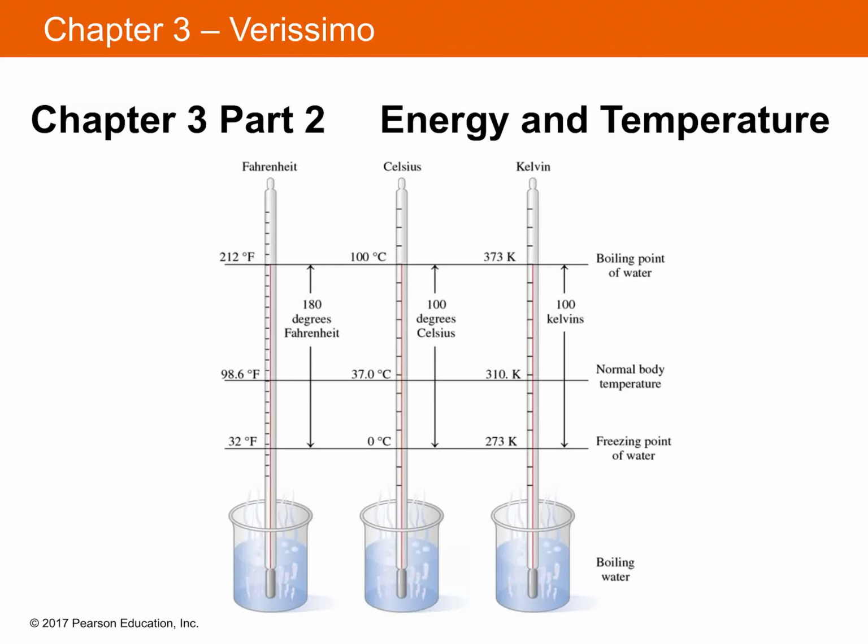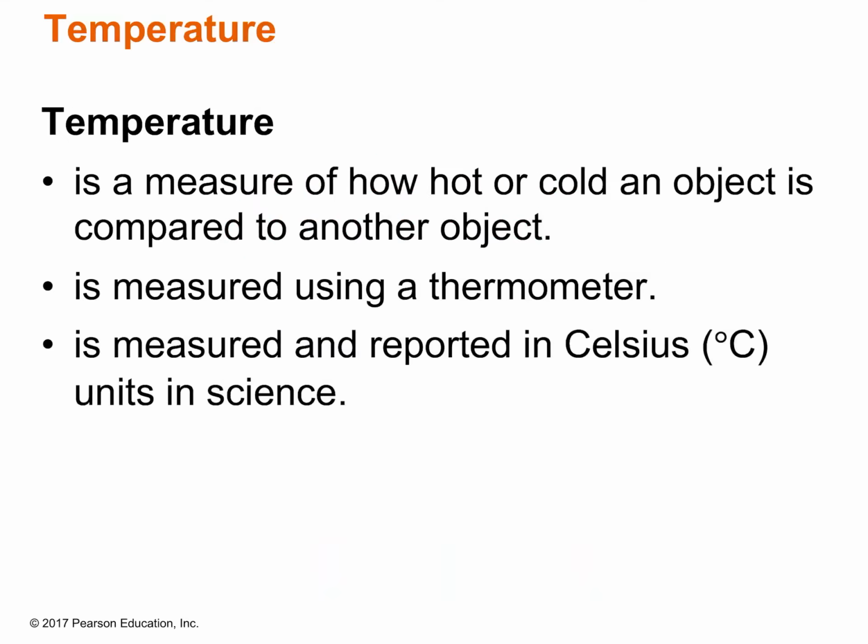Welcome to the second lecture of Chapter 3. This will be on energy and temperature. And as you can see on this first set of slides, we are going to work on 3 different temperature scales. We're going to work on Fahrenheit, which you're pretty familiar with, and we are almost not going to use at all in this class. We're going to talk about Celsius and Kelvin, which are 2 temperature scales that we will use a lot in chemistry.